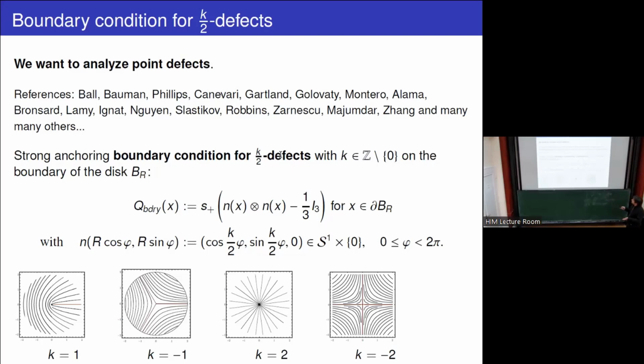It's getting more interesting when k is odd, because, for instance, if k is 1, you start with something like this, which is 1 and 0, and then you rotate it, and after 2 pi, you get something with opposite sign, cosine of pi, sine of 0. So for k odd, you get something discontinuous if you were to use this n, but not if you use n tensor n, where we don't distinguish between n and minus n. So you have a topological difference between k even and k odd, and this can be seen in these pictures, which are standard pictures of what is called index, say 1, -1, 2, and -2 defects.